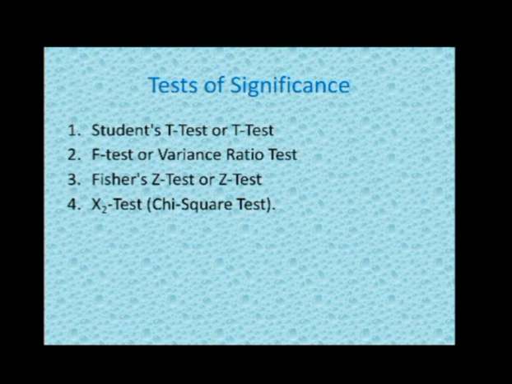Next, the types of tests of significance: there are small sample and large sample tests, but in our chapter we take only small samples. The first one is the t test, or student test. The second is the F test, or variance ratio test. The third is the Fisher z test, and the fourth is the chi-square test. So there are 4 classifications of tests here. We went through the entire chapters previously in this class.